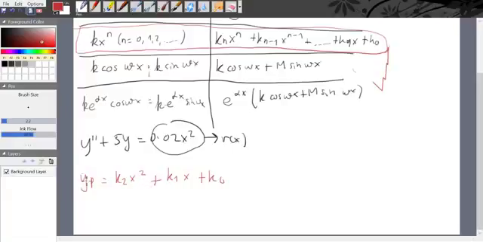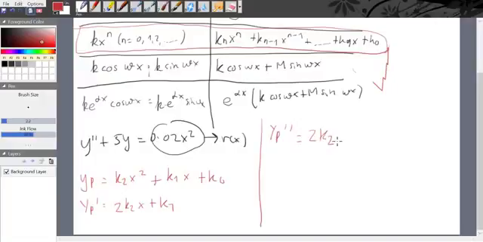The next thing we want to do is, since this is a second order differential equation, we need to differentiate it 2 times. So yp prime with respect to x is equal to 2k2x plus k1, and yp double prime is equal to 2k2.